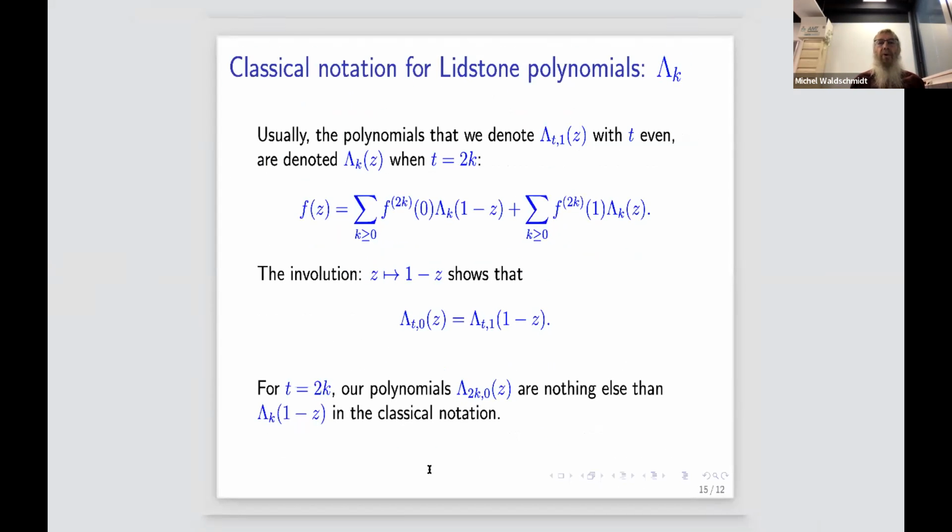So the notation which I am using is not the classical one. The classical one is lambda k for what I denote as lambda. So when k is even, I denote it by lambda t1. And the polynomials of Lidstone are usually denoted by lambda t, but for me, they are lambda t1. And the polynomial which I denote by lambda t0 are just lambda t1 of 1 minus z, or lambda k of 1 minus z. But for me, it's convenient to have 2 sequences of polynomials, because in several variables, I have several sequences of polynomials.